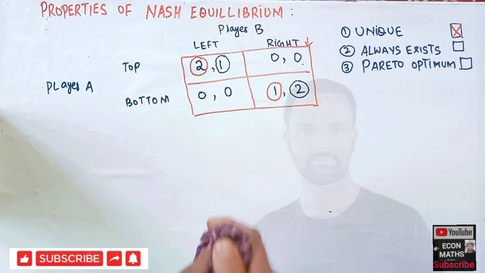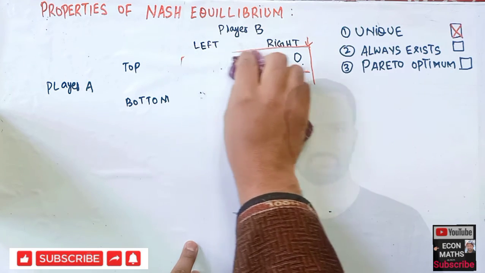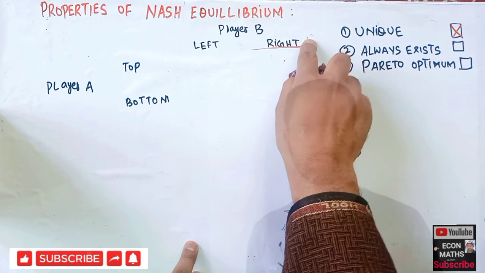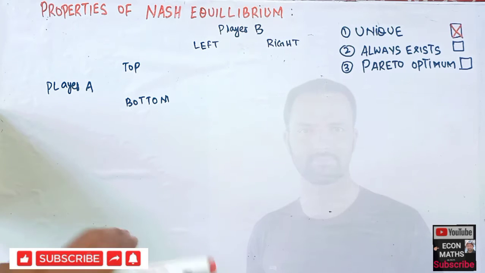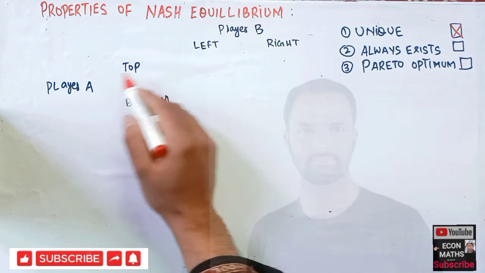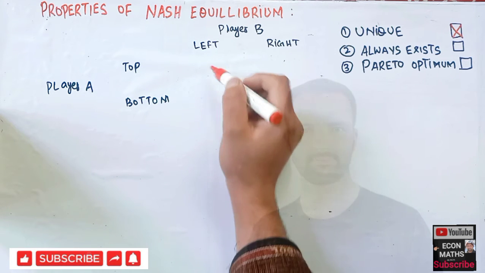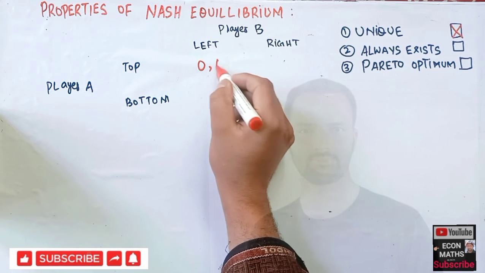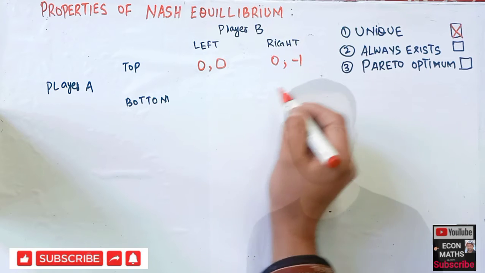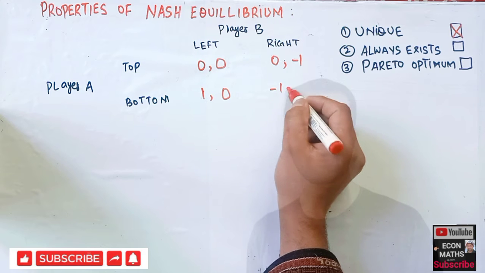Now let's see whether it always exists or not. For that, we will use the same players, player A and player B, and we will change the payoffs here. Let us say if player A chooses top, player B chooses bottom, we have the payoffs of 0 0. Okay, we have 0 minus 1, we have 1 0 and minus 1 and 3.